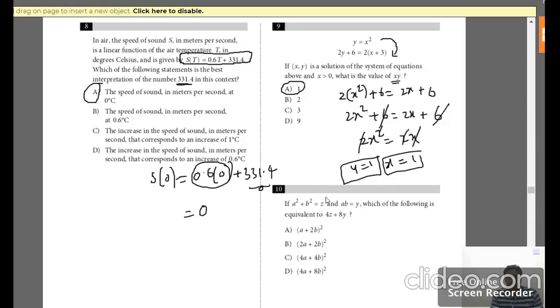Next set of questions, they have already given us the value set as the sum of a square plus b square and ab. There's no particular value, so we'll definitely get the answer in terms of a and b. Which of the following is equivalent to 4z plus 5? So when I plug that z in over here, I'm going to get this one, and 8 times y, which is nothing but ab. So I'm going to get 4a square plus 8ab if I rearrange, and 4b square.